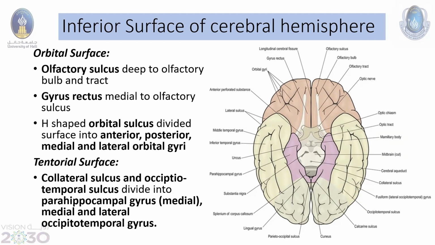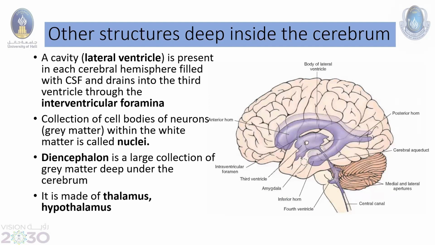And two sulci. One is the collateral sulcus. Then we have the occipitotemporal sulcus. So these are the two important sulci on the tentorial surface. So these are some of the important areas on the inferior surface. Okay. Then coming to some of the deep structures which are present, we will not go into detail because it will be a separate class where we'll discuss that.